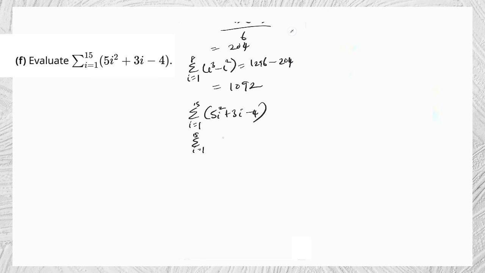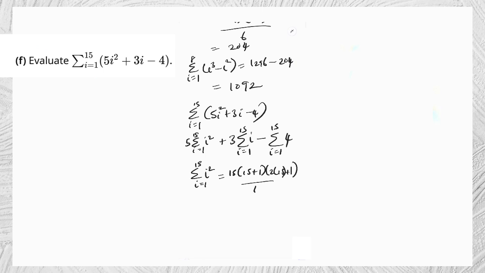So now, using the properties we're given at the beginning, we know that we can split it. So once you split it, you know that 5 is a constant, so we can apply linearity and take the 5 outside the sigma. So you start with 5 sigma, I equals 1 to 15, of I squared, plus 3, which is also a constant, so we can apply linearity, times summation of I for I equals 1 up to 15, minus sigma of 4, I equals 1 up to 15.